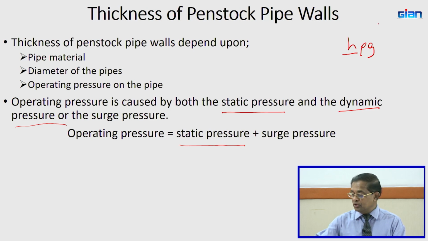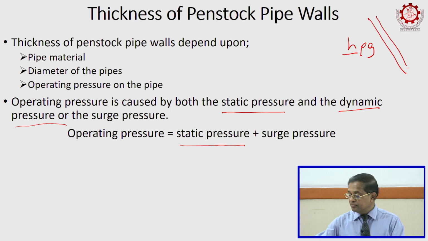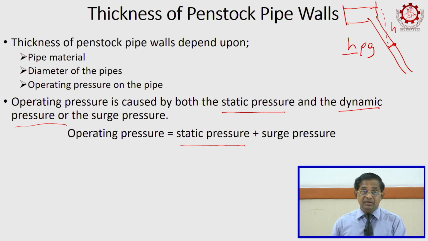The pipe is subject to pressure depending upon the location. If the penstock is like this, connected to the forebay tank, with the water level here, then from here, how much is the head for this location? At this location the static pressure will be H rho g, and then the dynamic pressure, the surge pressure, is different. The pipe is subjected to both.